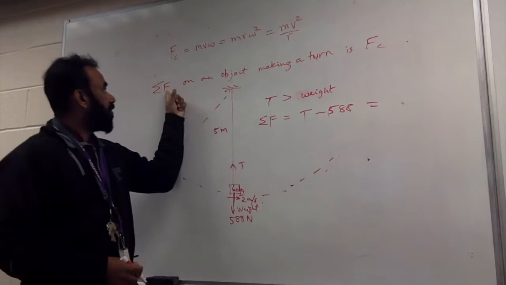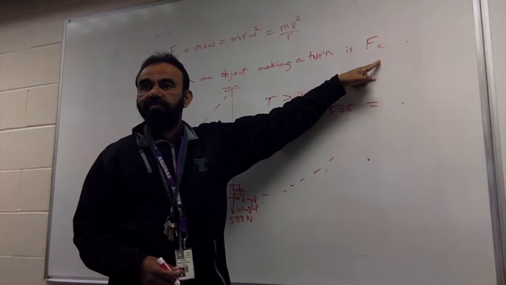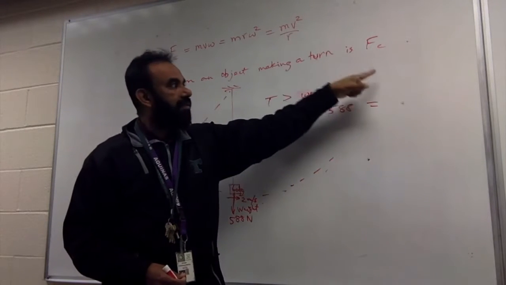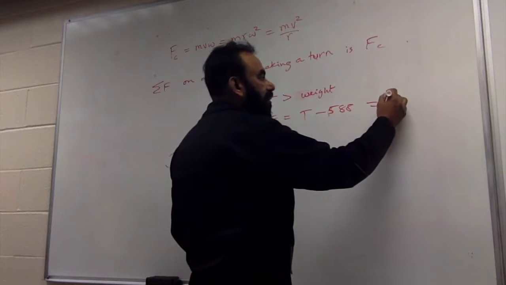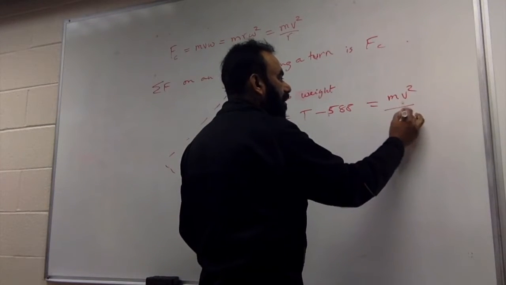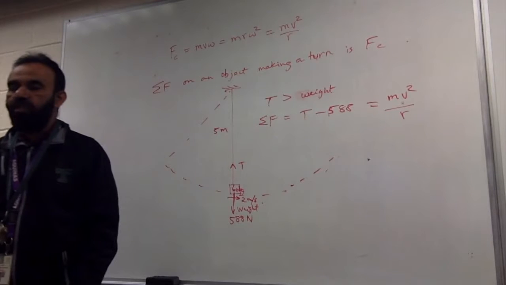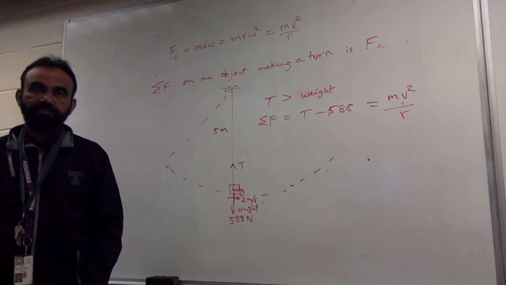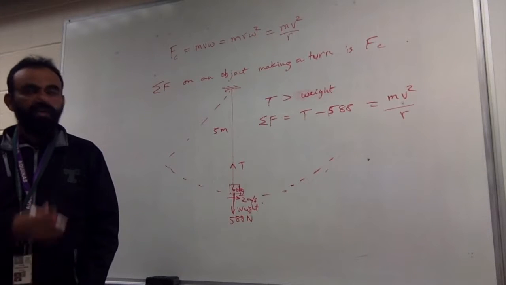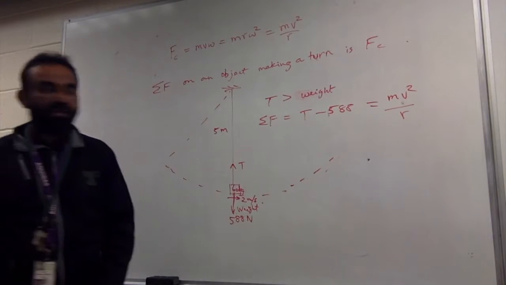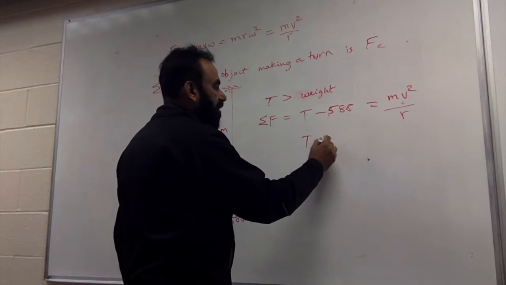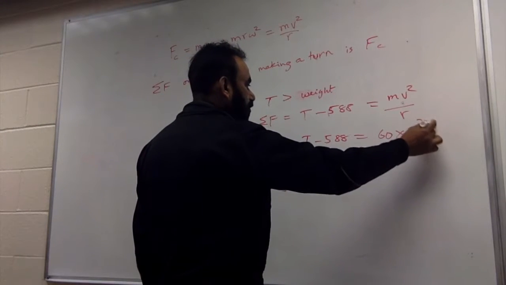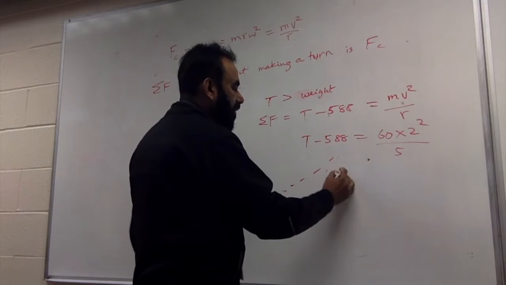So what's the net force supposed to be equal to? The centripetal force. So equate it to mv squared over r, because that is the expression for centripetal force. Now can you find the tension then? Go ahead. Tension minus 588 is equal to 60 times what speed you're going? 2 squared over 5. Tell me what is tension.